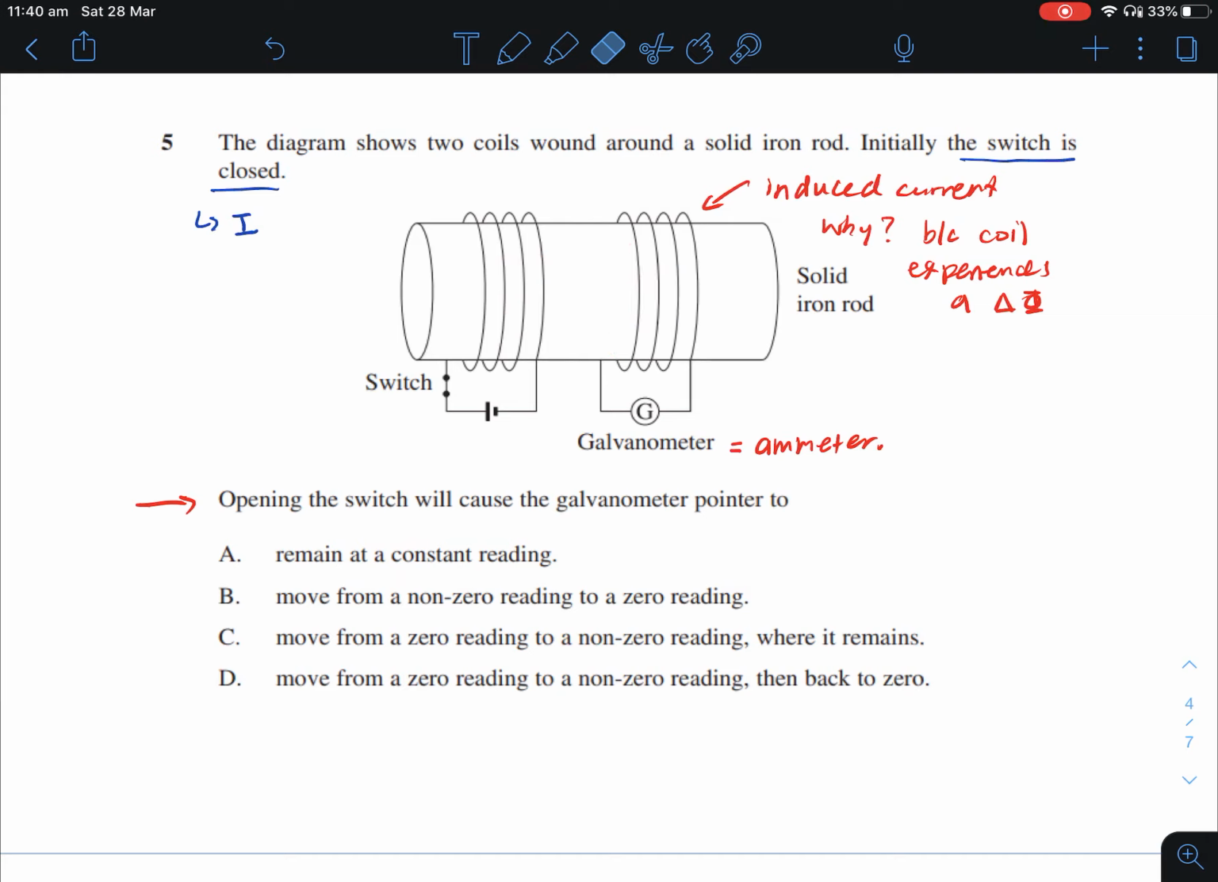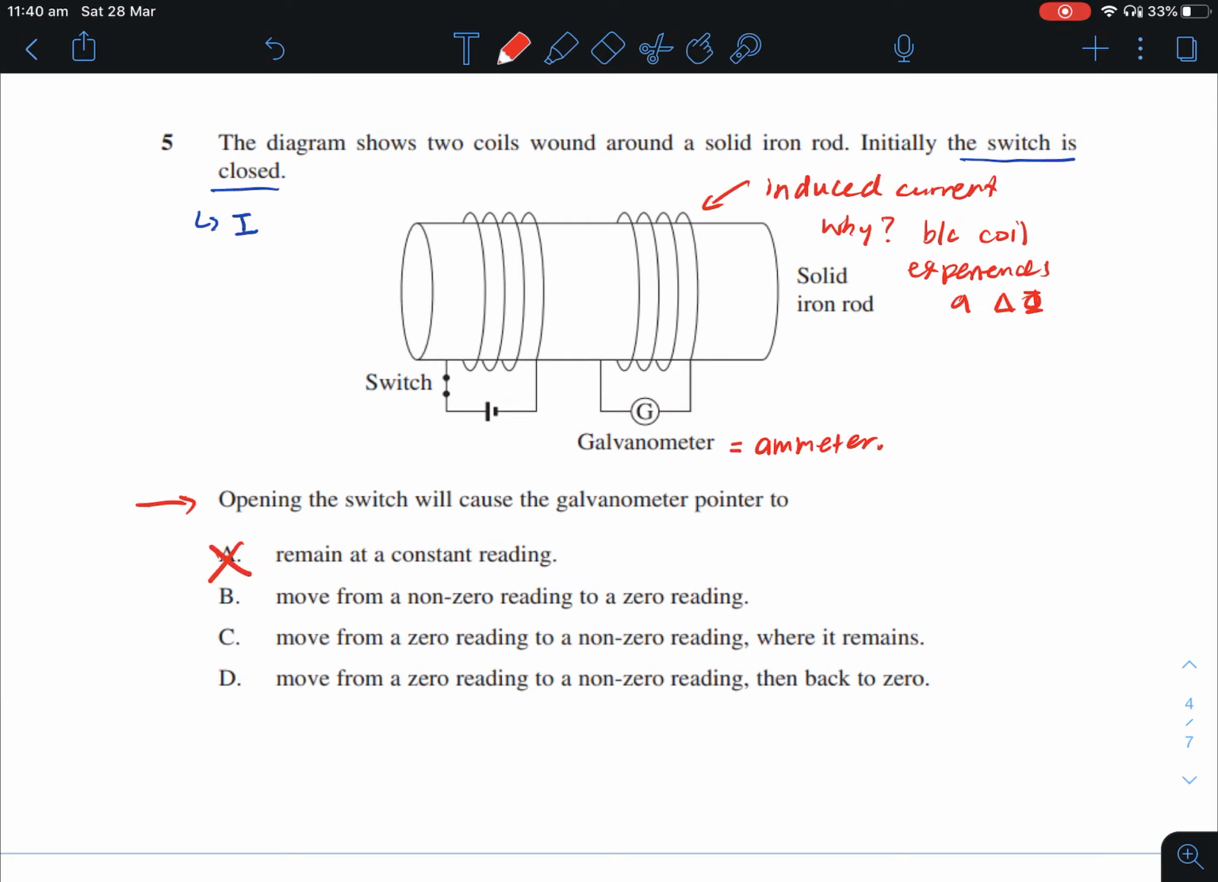Let's have a look at the options over here. Let's start with option A. Option A says it remains at a constant reading, or in other words, the induced current is constant. Well, because there's a change in flux, initially there's no current, and after the switch is opened, there will be current, and so it can't be a constant reading, can it?